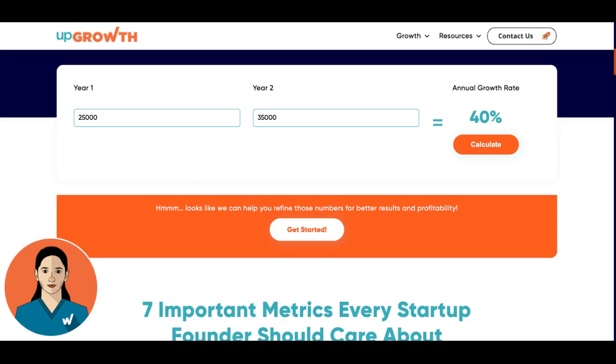Now, YOY calculator is a valuable tool for businesses to track and compare their growth rates over time. It provides insights into performance, helps in making data driven decisions, and allows for easy comparisons with similar companies in the industry.